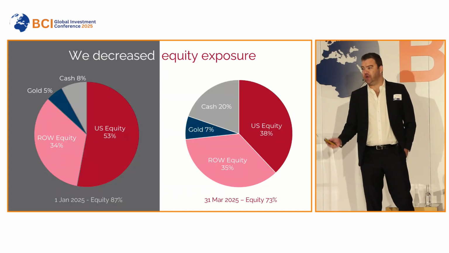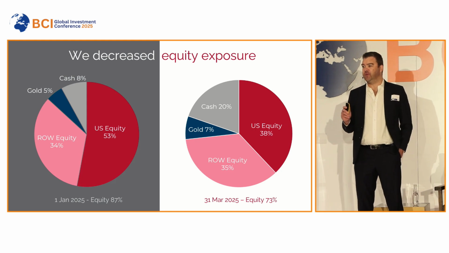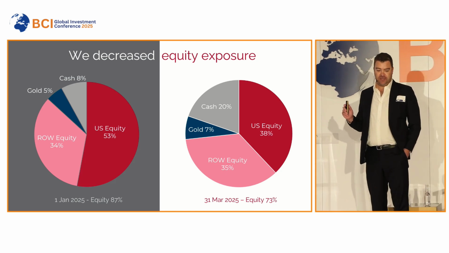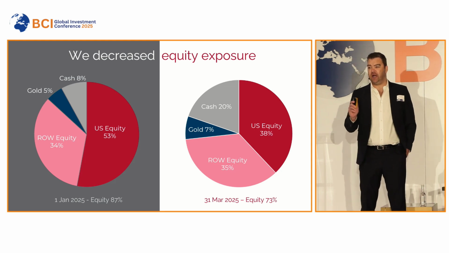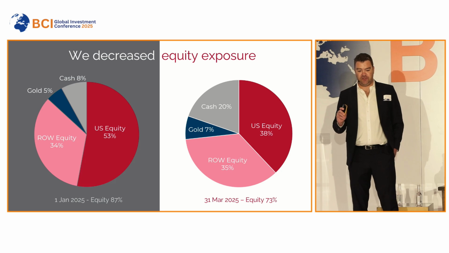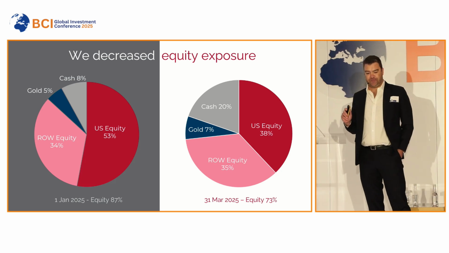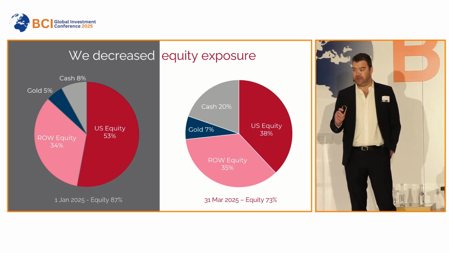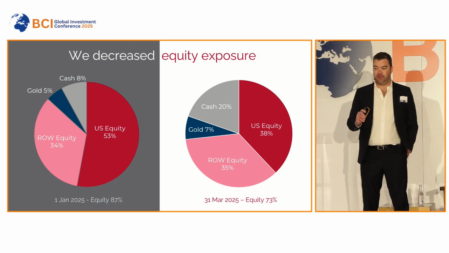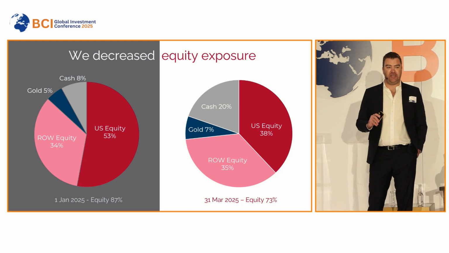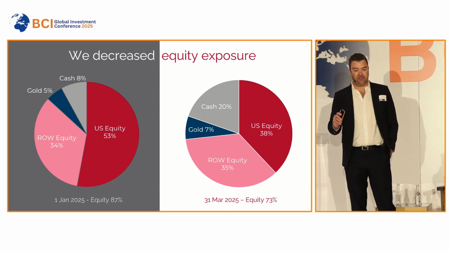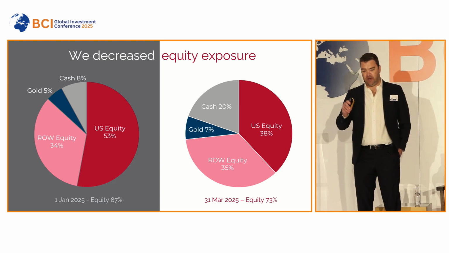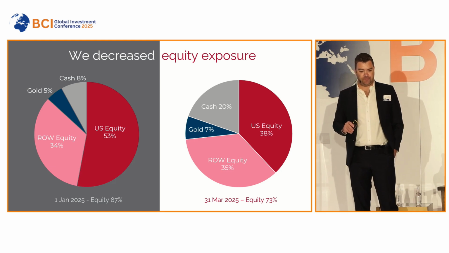Looking at asset allocation, starting on the left-hand side, January the 1st, 2025 versus 31st of March, 2025, 2 days before the infamous Liberation Day. This is just displaying how we changed our asset allocation. The main change was equities coming down from 87% to 73%. Not a major change, but about a 14% decrease in equities. Within that was a reduction of US equities from 53% to 38%, and an increase in cash to 20%. And then we have cash in different areas: US, Japan, Euro, not so much in South Africa.